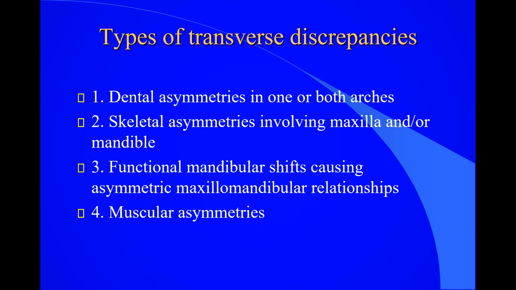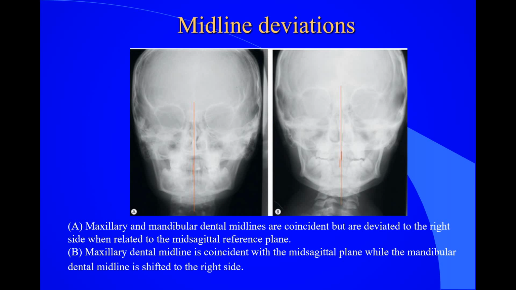And as we highlighted before, types of transverse discrepancies include dental asymmetries in one or both arches, skeletal asymmetries involving the maxilla or mandible, functional mandibular shifts causing asymmetric maxillomandibular relationships, and muscular asymmetries.